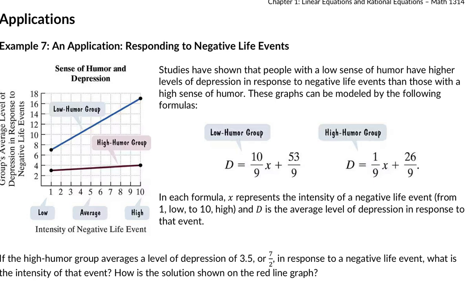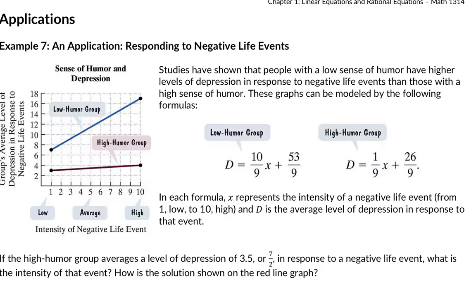So this question says, studies have shown that people with a low sense of humor have higher levels of depression in response to negative life events than those with a high sense of humor. These graphs can be modeled by the following formulas. We see the graph, we see the formulas for people with low humor and high humor. If we're reading our graph, this is the intensity of a negative life event along your x-axis, and this is your group's average level of depression in response to negative life events. In each formula, x represents the intensity of a negative life event, that's our x-axis, and d is the average level of depression in response to that event.